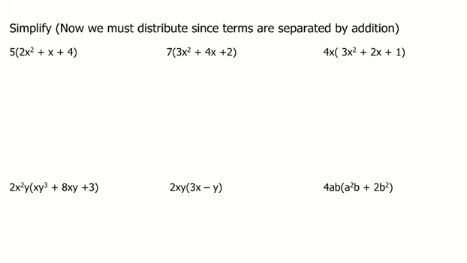Okay, so now we've got to remember the distributive property, right? That a times x plus y, we have to distribute a to both x and y. So that's a times x plus a times y. Okay, but y'all have been using the distributive property for a long time.